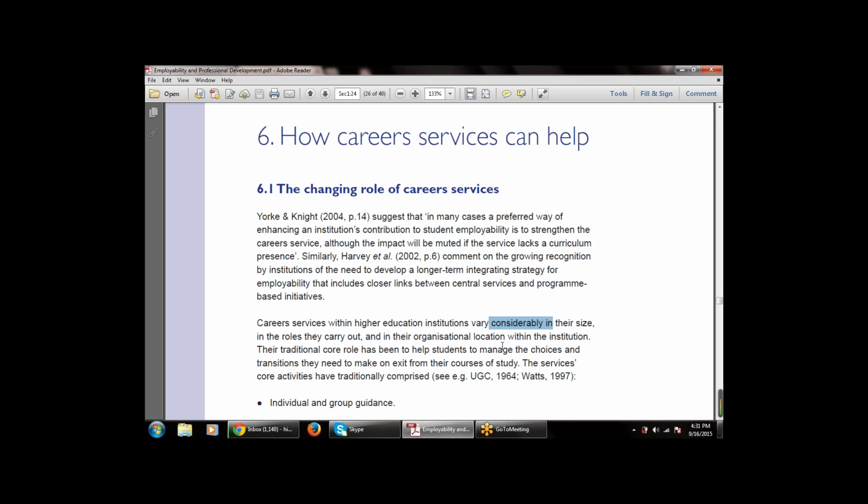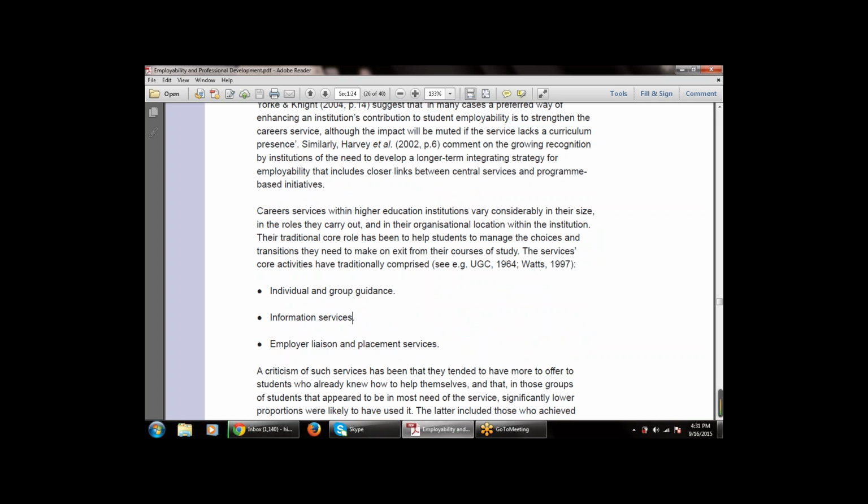First is individual and group guidance, where guidance is given to a group or to individual persons. The next is information services. The next is employer liaison and placement services.